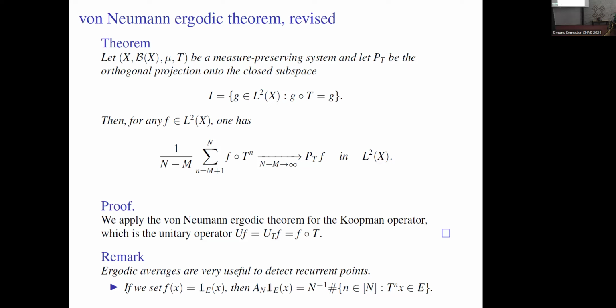And so now we can observe that ergodic averages are useful to detect recurrent points. If we apply this average here to the characteristic function of the set E, then we see that this is the normalized counting function of how many times this orbit returns to E. So this is the counting function that counts the number of visits of T^n(x) in E. And so if we establish that this has a limit, then we can say something about the recurrence.